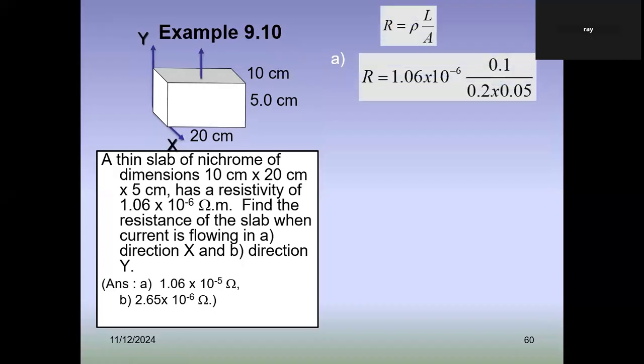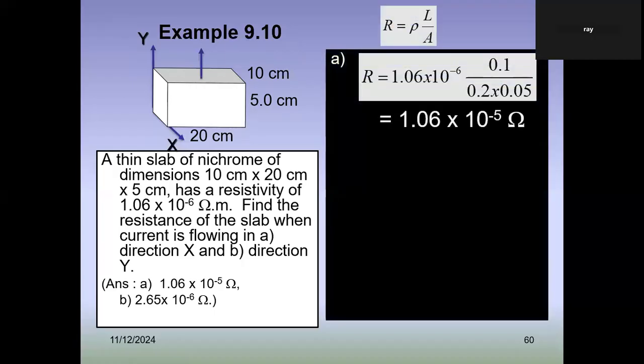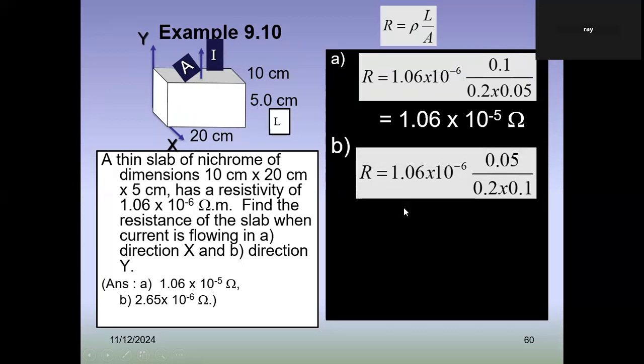Next example is B. Current is flowing upwards in the y direction. So that is the cross-sectional area. And then this becomes the length, no? Length is parallel to the current.